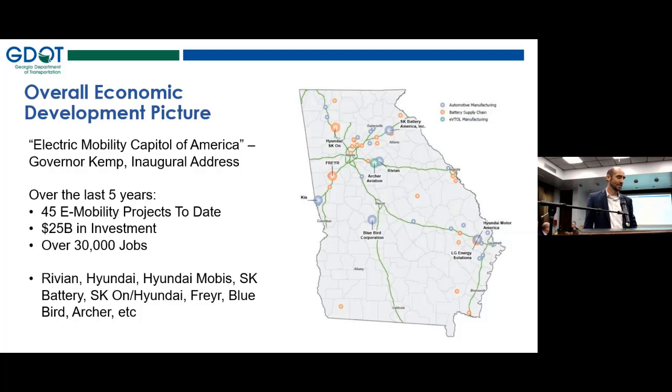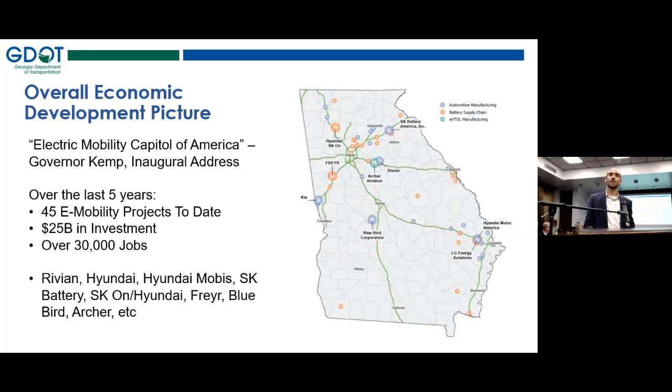Just look at these stats here on this slide. Over the last 5 years, 45 e-mobility projects to date, totaling $25 billion in private investment. That's obviously headlined by Rivian and Hyundai, but it's certainly not the only e-mobility manufacturing announcements that have happened here in Georgia. These announcements represent over 30,000 jobs being created in the state of Georgia. And on the right, you can see just an image of some of the major activities.